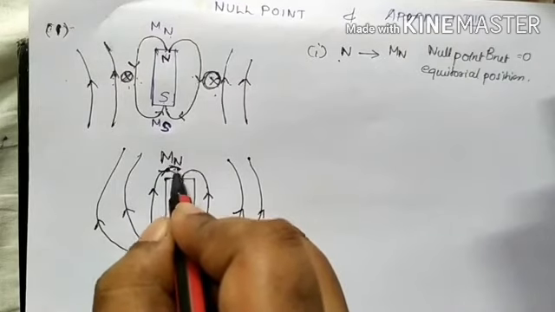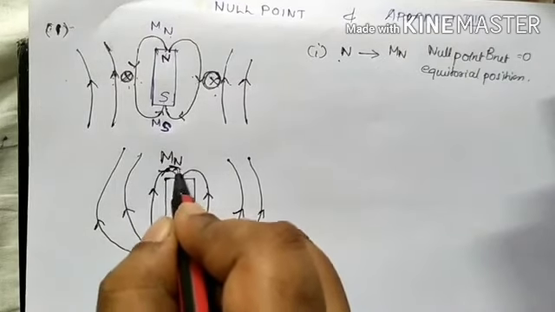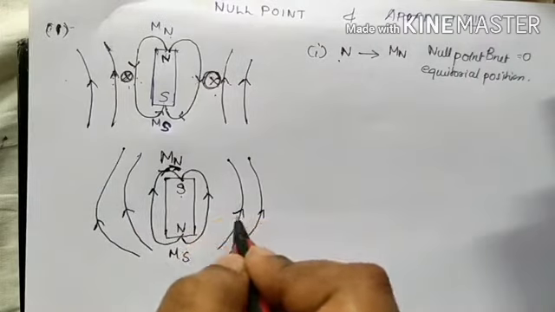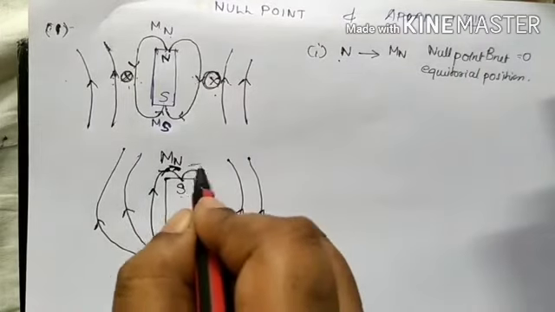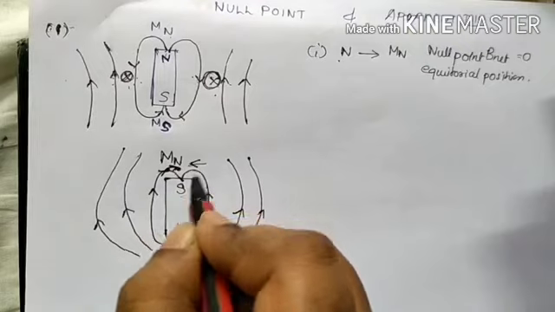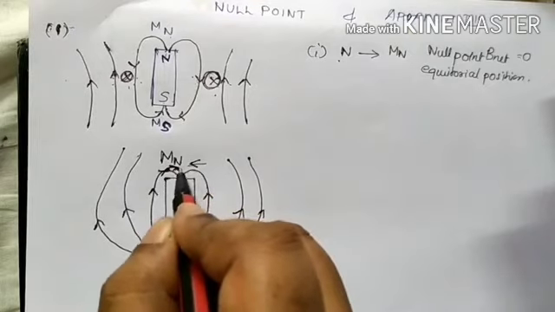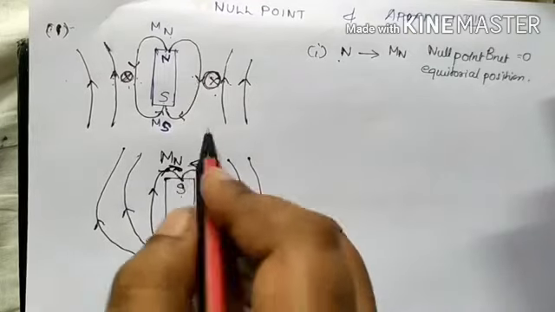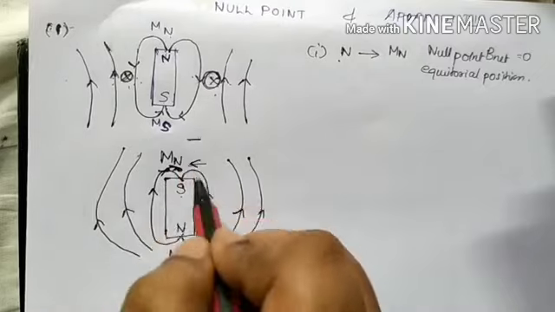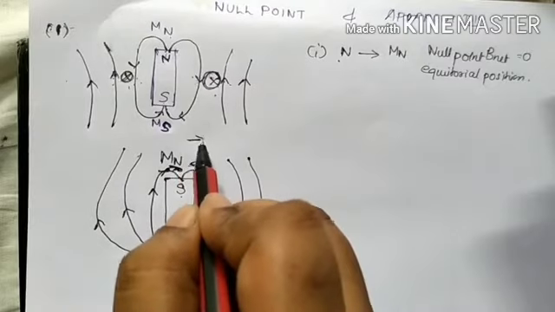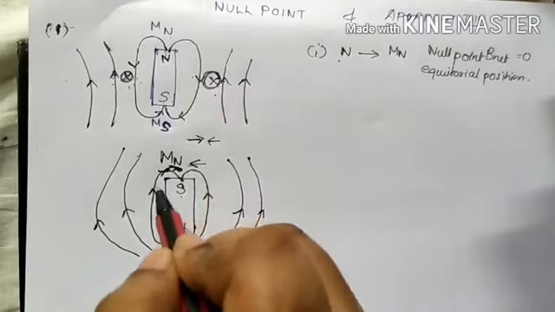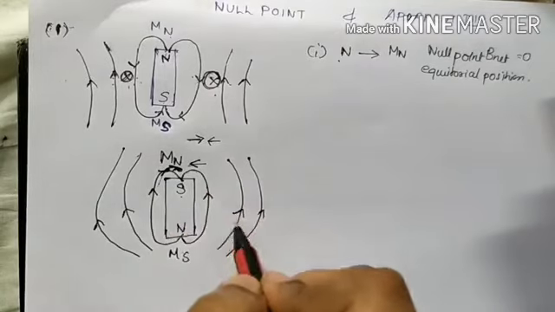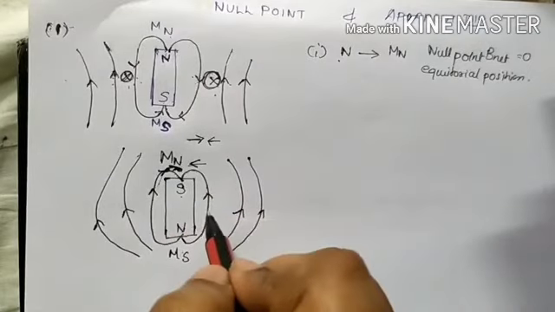Whereas if I consider the Earth's magnetic field at that point, it will be coming in this direction. So at this point they are in opposite directions. When I consider this point, the magnetic field lines are opposite in nature. I hope you understood. So they negate at this point, or I can say the null point.